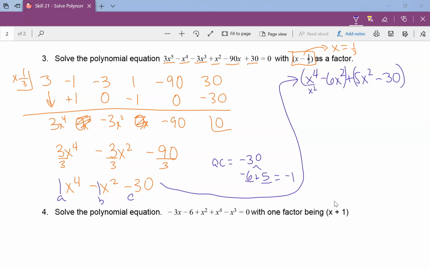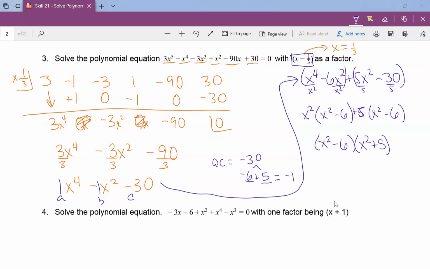First group, I can divide these by x squared. That gives me x squared minus 6. Second group, I could divide those by 5. And I get x squared minus 6. So my factors are x squared minus 6, x squared plus 5, and of course don't forget the factor they told us. Oops. So x minus 1/3.